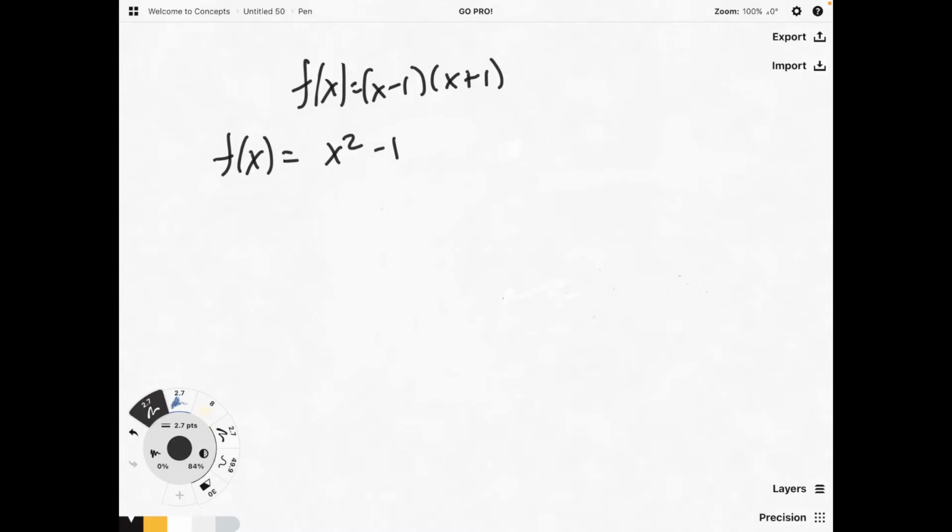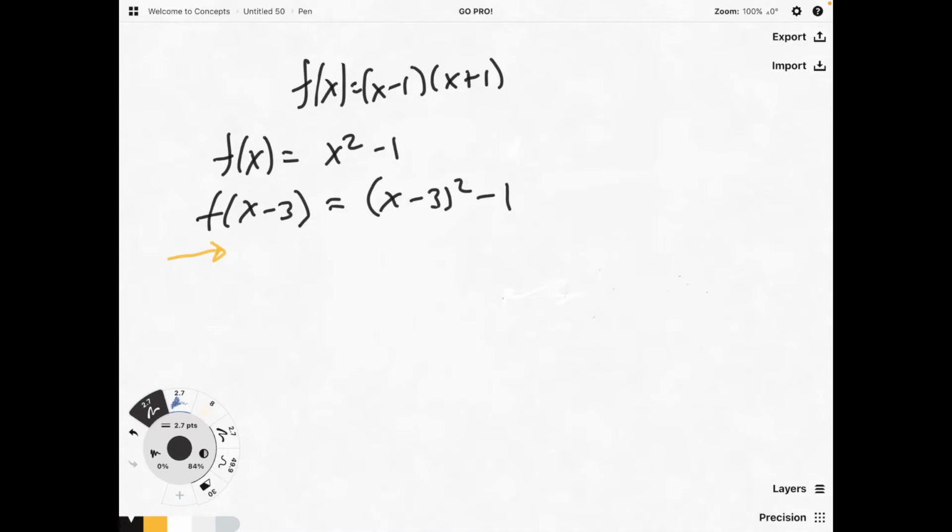We know by our rule of horizontal shifting that if we take the function x and we want to shift it to the right 3 units, therefore we need to subtract 3, and that's going to move it to the right 3 units. So if we subtract 3 from our function, then this is really going to be equal to x minus 3 squared minus 1.